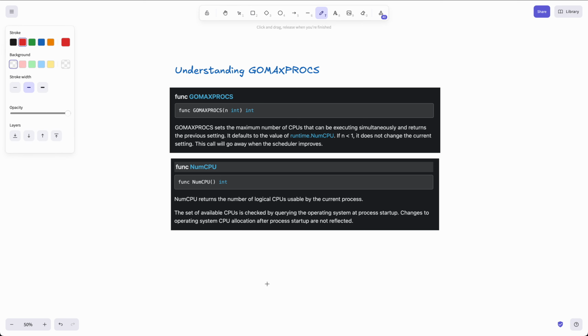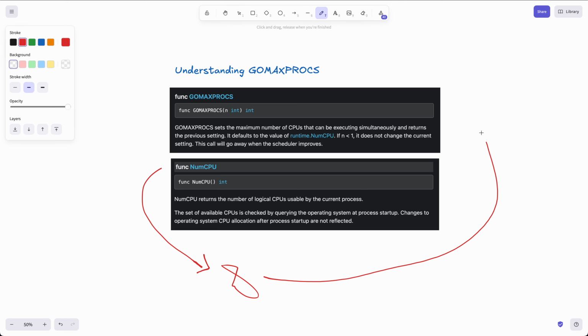So for example, if I'm running Go on my MacBook Pro and my MacBook Pro has 8 cores, the NumCPU function is going to pick up on those 8 cores and then use that value 8 to set that to GOMAXPROCS.